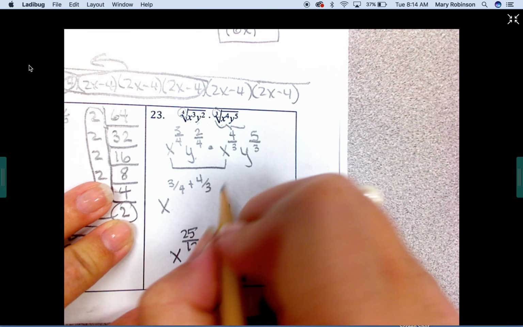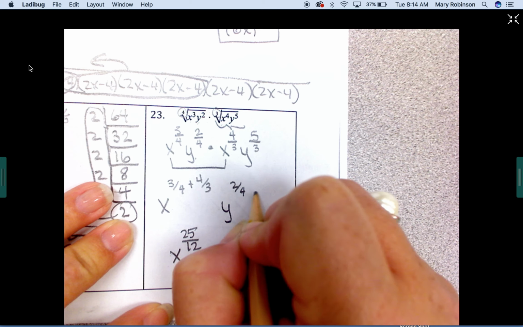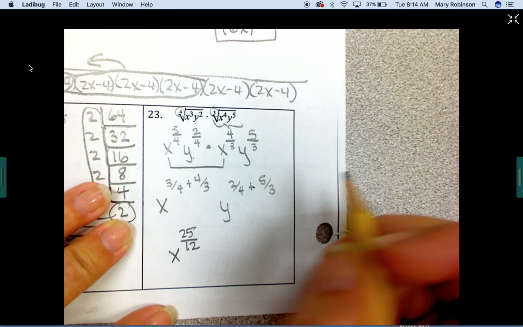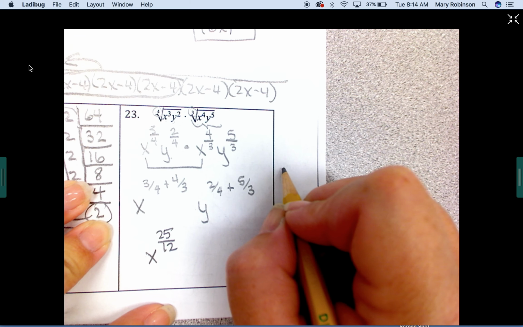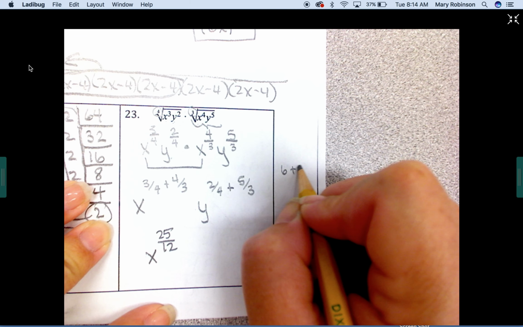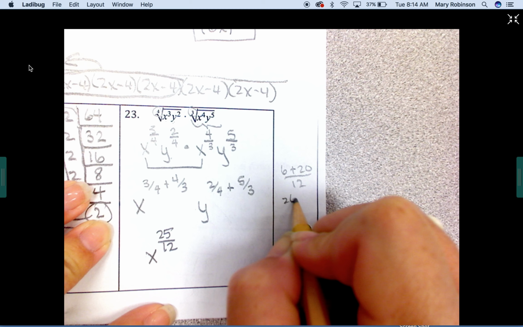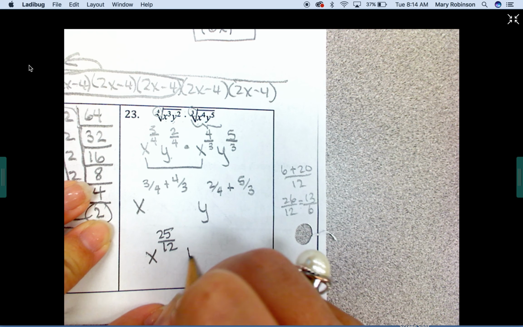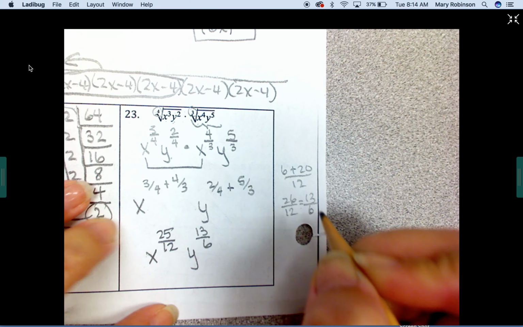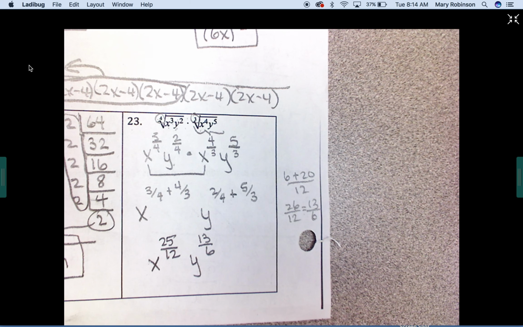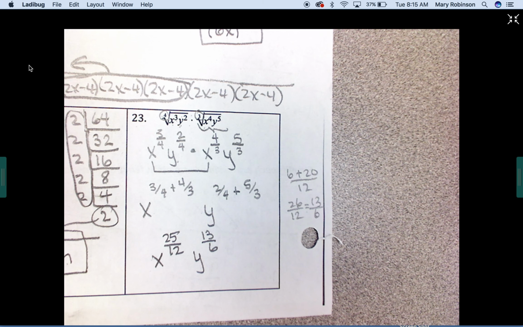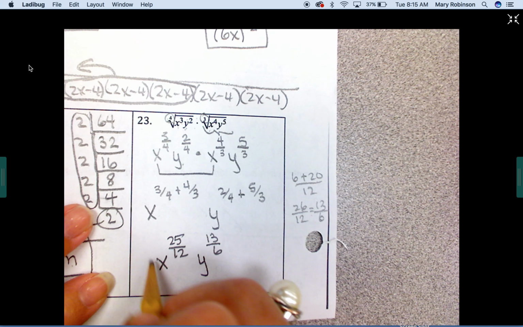I'm doing this in my head. And y, 2/4 plus 5/3. That is 6 plus 20 over 12. 26 over 12 reduces to 13 over 6. So y to the 13/6. And that's all there is to it.